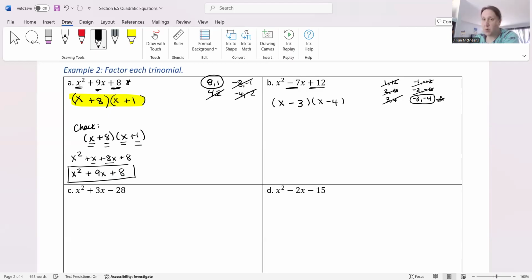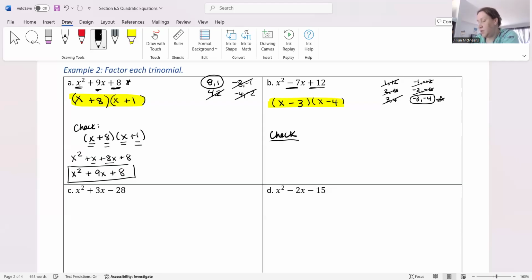It does not matter which binomial you put which factor in, just make sure the sign in front of the factor is correct. So x minus 4 times x minus 3 would be perfectly fine, okay? So this right here is our final answer, and if you want to check it, you can.